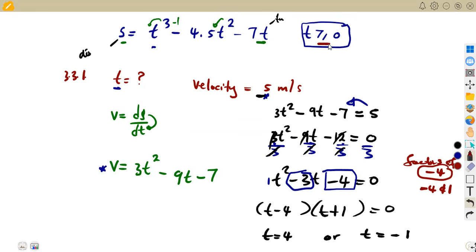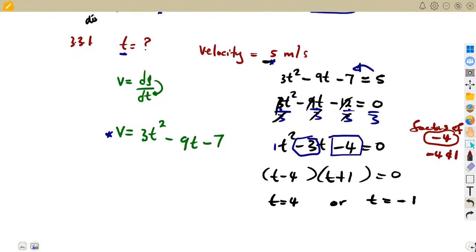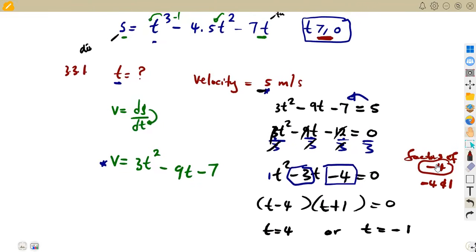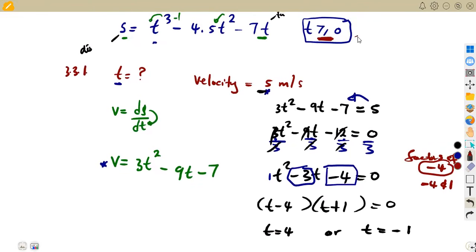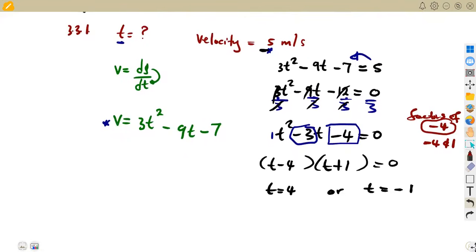They told us that our t is supposed to be greater than or equal to 0. Meaning to say, if we are saying values that are greater than or equal to 0, we are simply talking about positive values in this case. So your t is supposed to be positive. So we take t as positive. Therefore, our t at that moment was going to be 4 seconds.